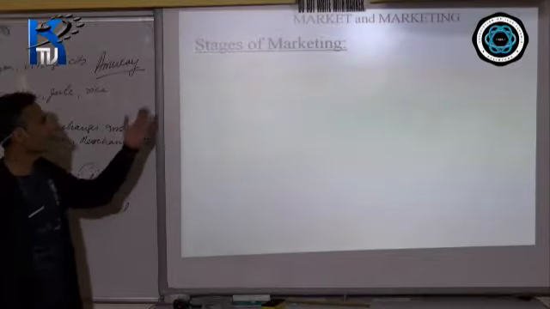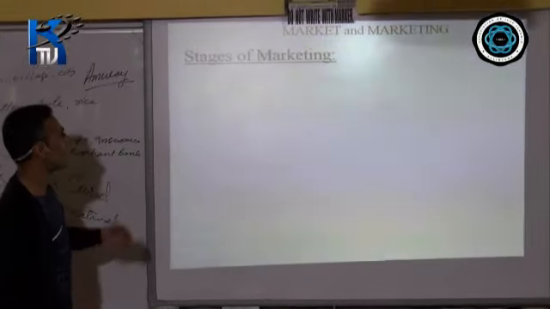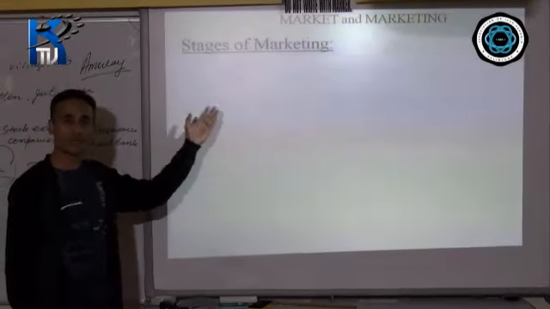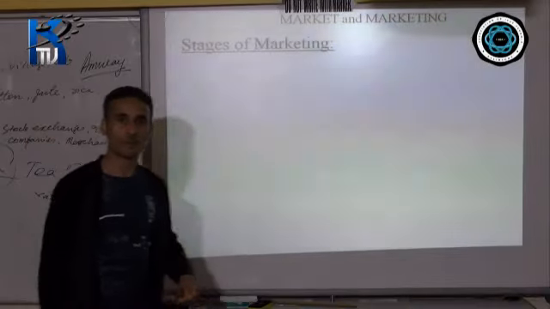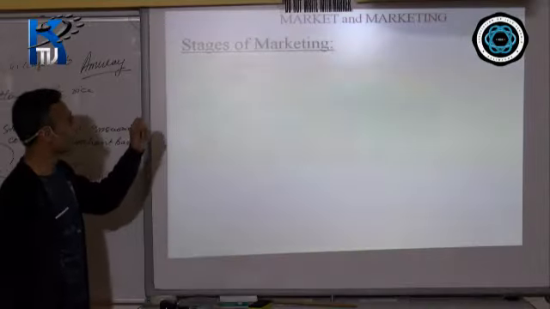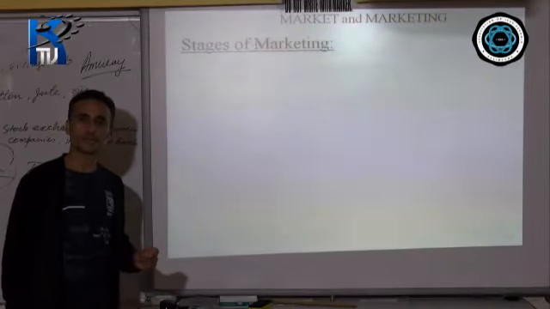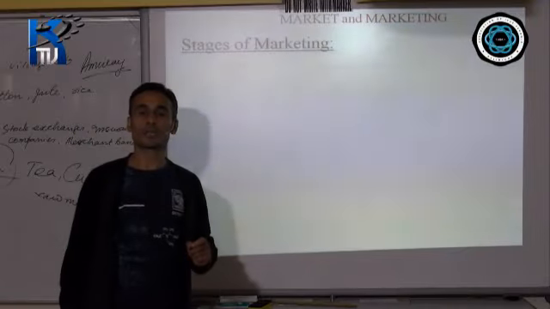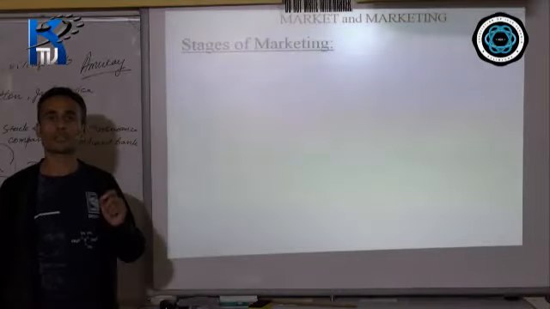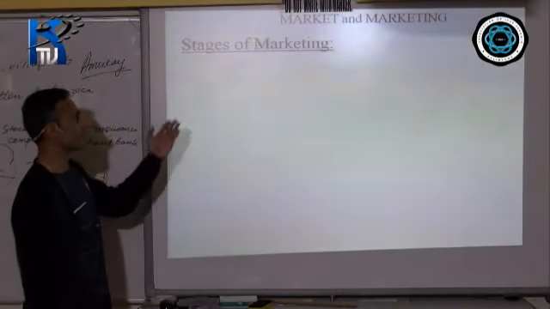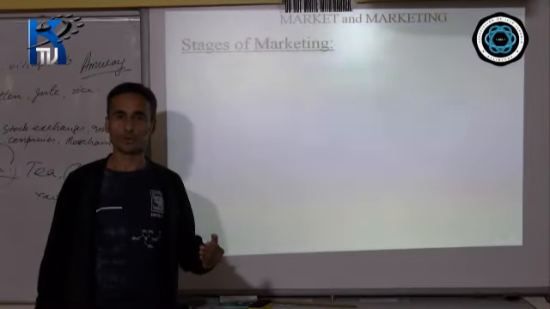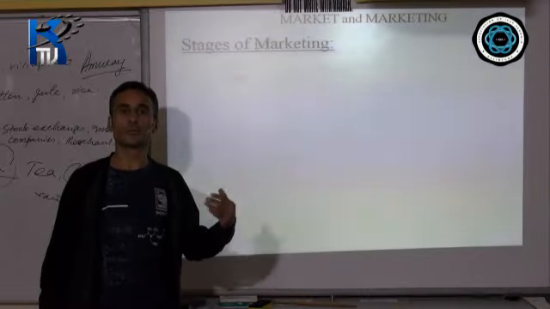Now let's go on to the second topic here, stages of marketing. In my previous video, I have talked about marketing. What is marketing? It is a process of making the goods and making them available to the consumer at the right time, at the right place, and at the right price. In other words, you can say marketing means promoting your product in order to sell it to the ultimate buyer.